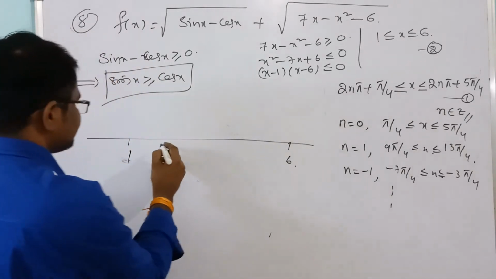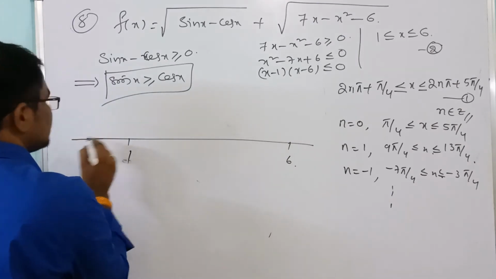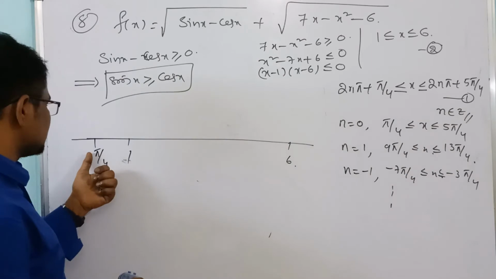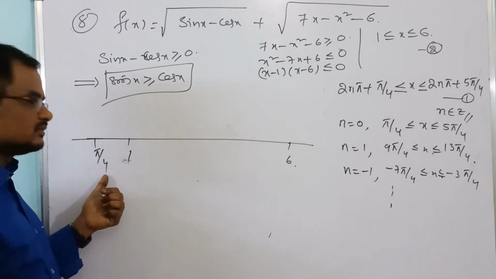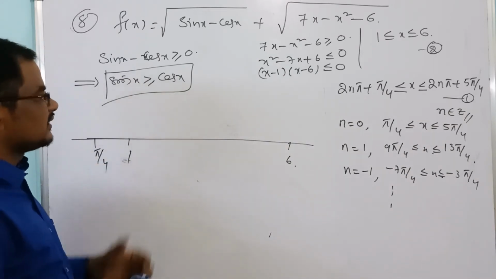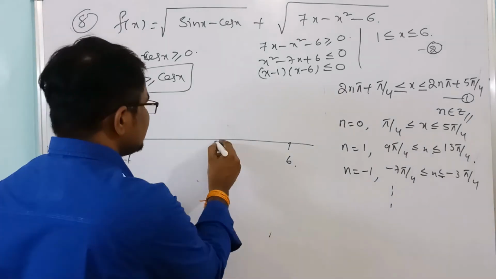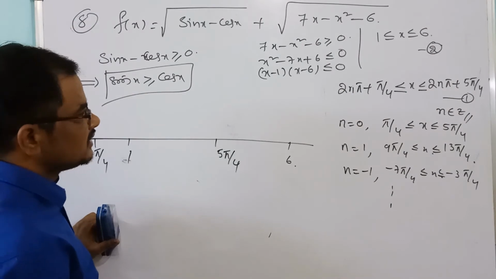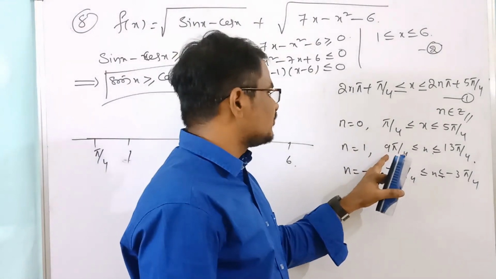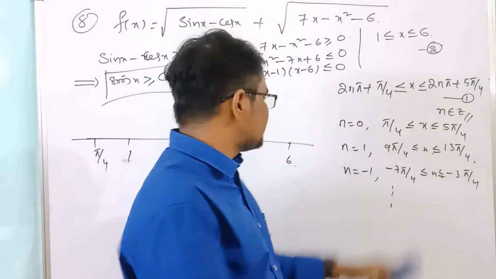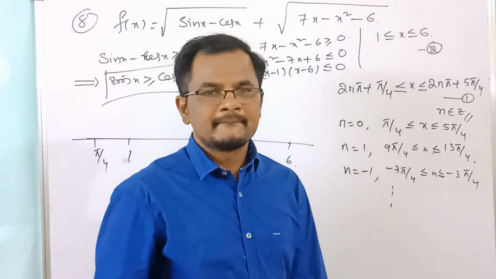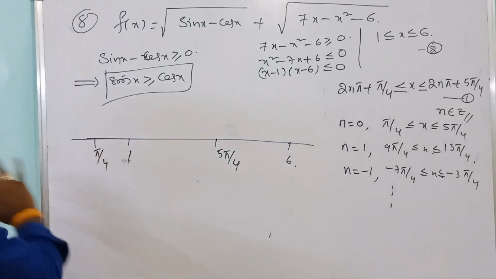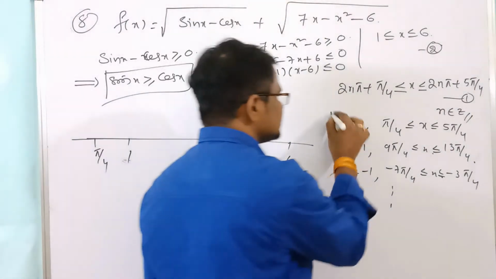Next, here pi by 4 you will get, right? This is 3.14 by 4. Here 1, here 6, and here 5 pi by 4. So n equal to 1, which means 9 pi by 4, we won't get the intersection points. Here also you won't get the intersection points. So only this is useful.